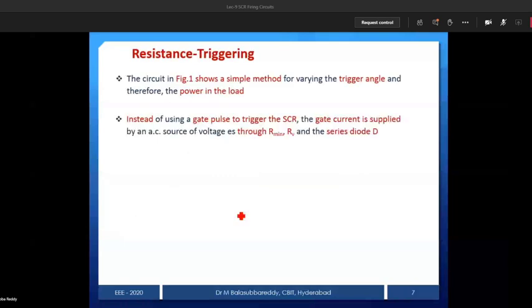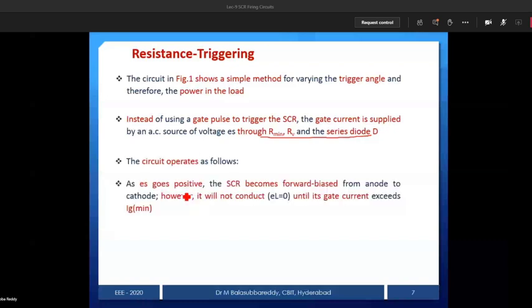You can see that the gate pulse to trigger the SCR, the gate current, is supplied from the AC supply through RV and the diodes. So that is the current passing through that. Now if ES, the supply voltage, goes positive, what will happen? The SCR is forward biased but not triggered. Whatever I explained, the same thing I wrote here. It will be forward biased but not triggered. Therefore the output voltage will be 0.